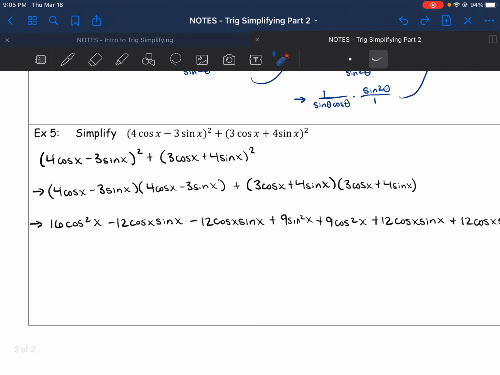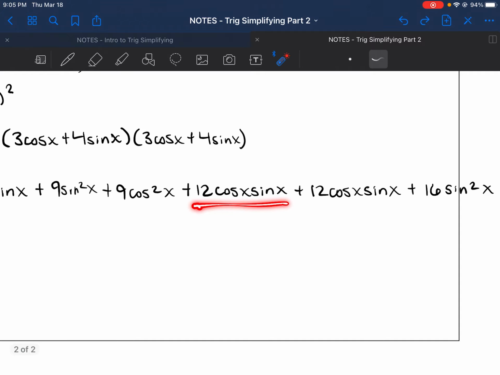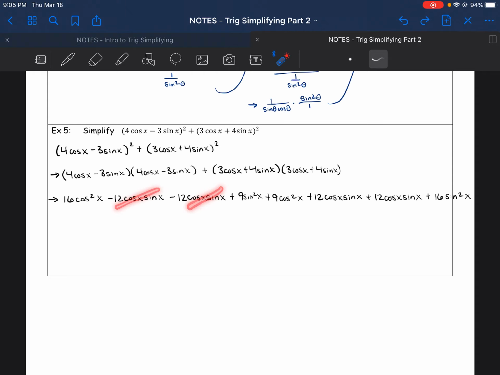But some really cool stuff happens here. We have a negative 12 cosine x sine x, and another negative 12 cosine x sine x. But then we also have a positive 12 cosine x sine x and a positive 12 cosine x sine x. So these are all going to cancel each other out. Now we just really need to look at the like terms. Notice we have a 16 cosine squared x and a 9 cosine squared x. That's going to give us 25 cosine squared x. And then we have a 9 sine squared x and a 16 sine squared x. That's going to give us a 25 sine squared x.